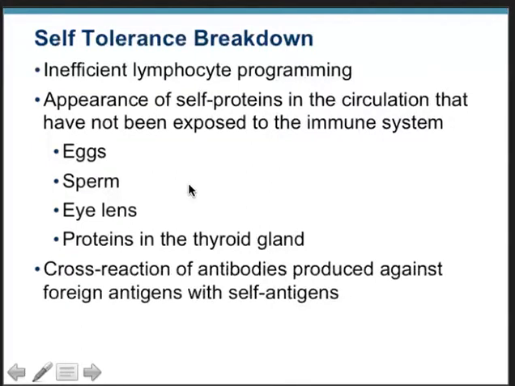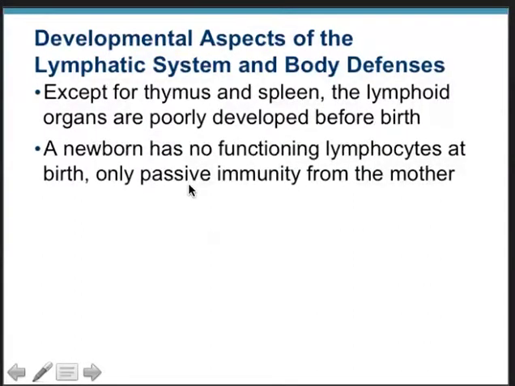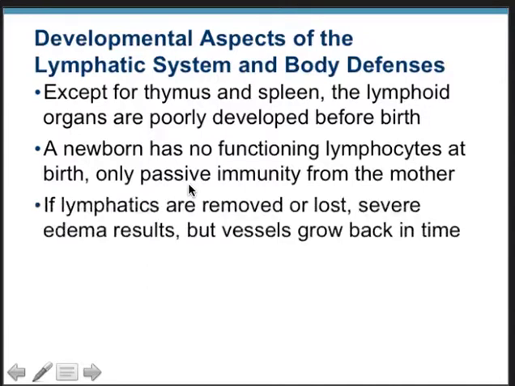Cross-reaction of antibodies produced against foreign antigens with self-antigens is probably the most common mechanism for autoimmunity. Examples of this include rheumatic fever, type 1 diabetes, lupus, and so on. So how is it that the immune system develops? Except for the thymus and the spleen, lymphoid organs are poorly developed prior to birth. A newborn has no functioning lymphocytes at birth, but only passive immunity that it gets from the mother. If lymphatics are removed or lost, severe edema will result, but the vessels will grow back in time.